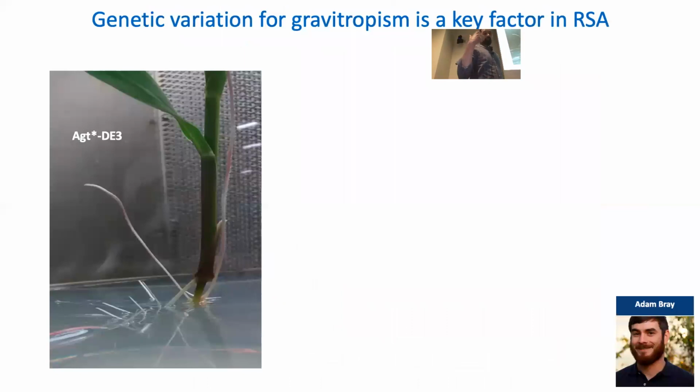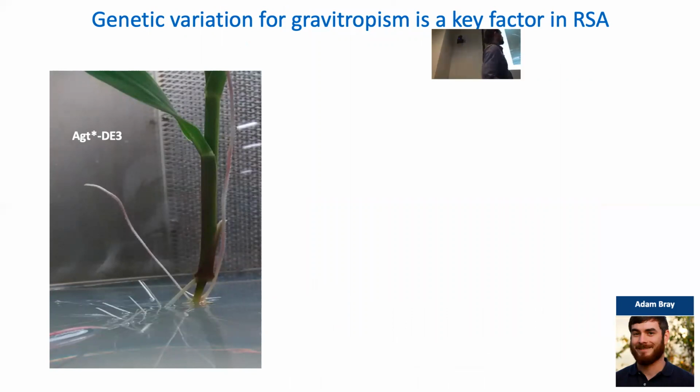So one of the sort of obvious places we could start is root gravitropism, and I'll tell you a little bit more about the genetic work we're doing, but we've been working with some agravitropic mutants. This one is ADT Star in corn, and you can see the roots basically grow whichever way they start growing, they just keep growing.